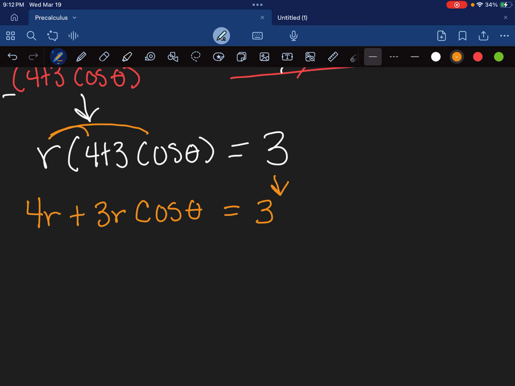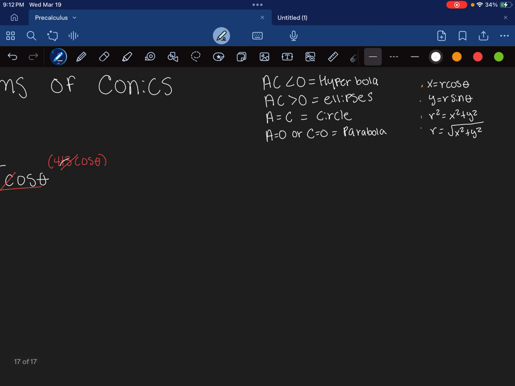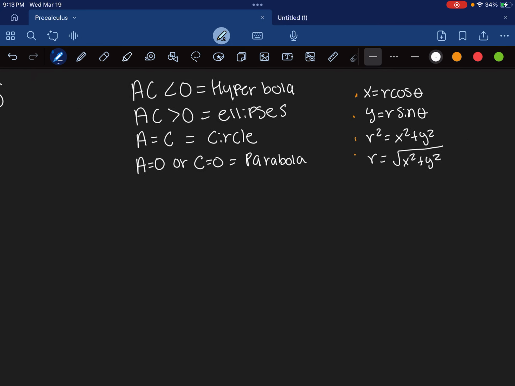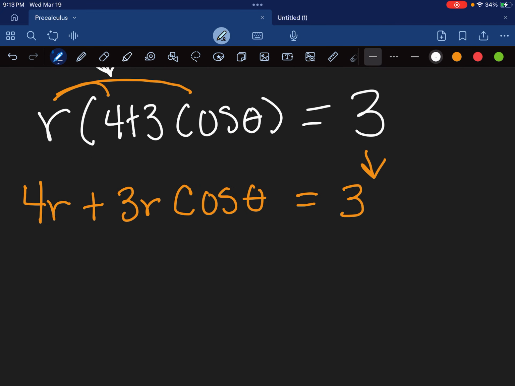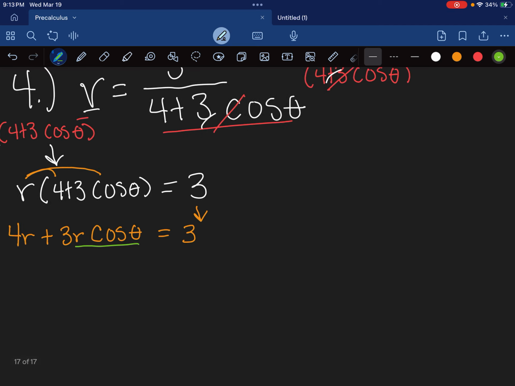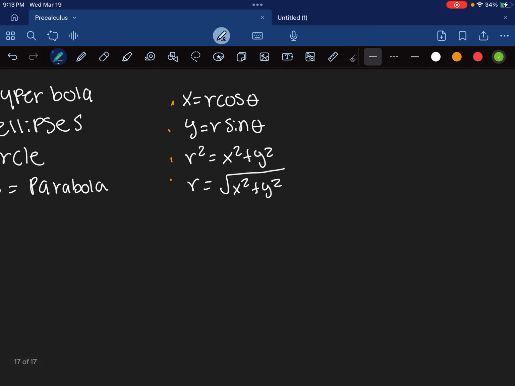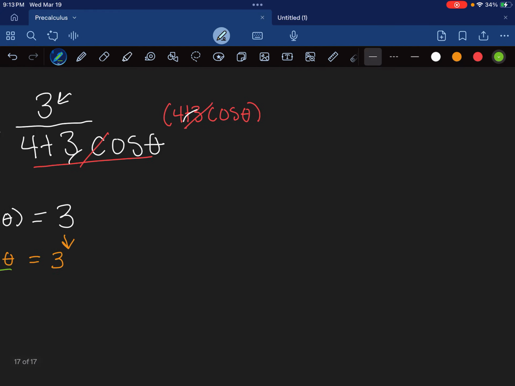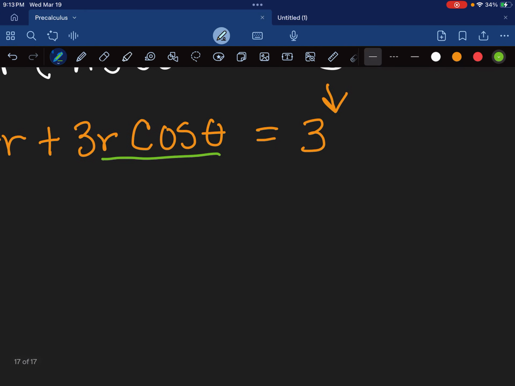I mentioned earlier about the equations we're going to use to substitute, and this is where the equations come in. As we can see here, we have r cosine theta. If we look back at our equations, we see that it's going to be this one right here. So we're going to change this r cosine theta into an x. If we bring this down, it's going to be 3x.